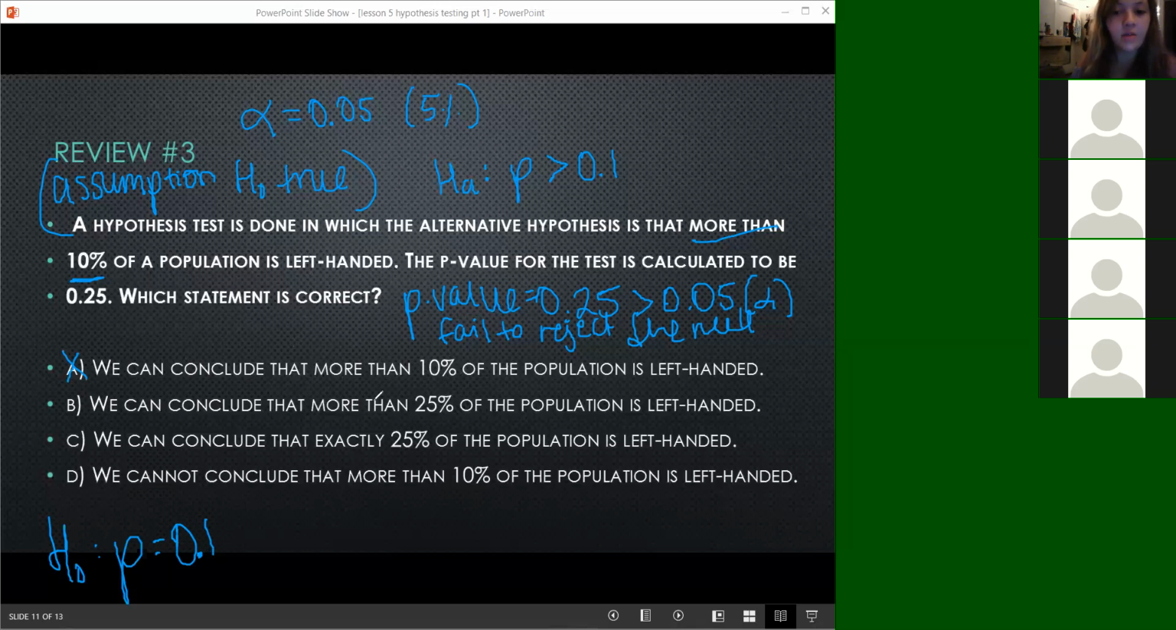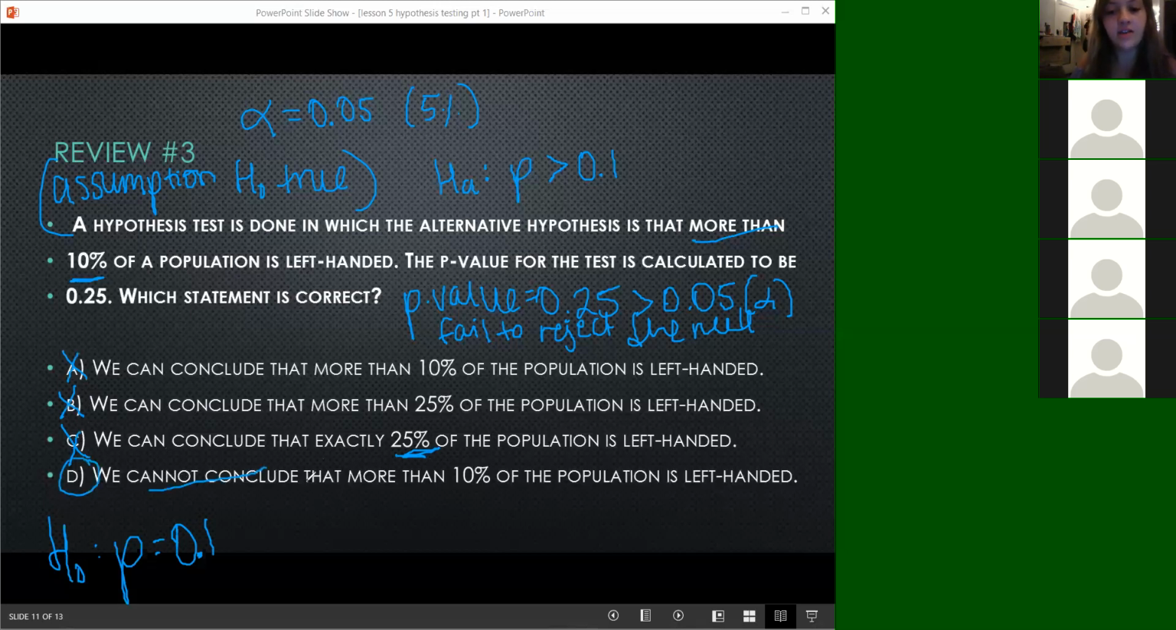So that can't be correct. B says we can conclude that more than 25% of the population is left-handed. That's if you mix up the p-value and the sample proportion, so that's not correct. And same with C. This 25% has nothing to do with the proportion that we got. So D has to be the correct answer.